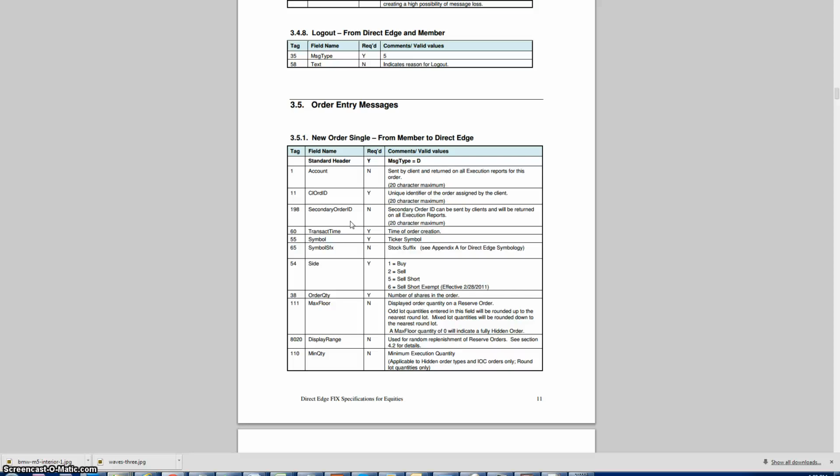Max floor. So this is displayed on an order quantity on a reserve order. So pretty much what this is going to do is indicate how many shares are actually going to be shown. So for example, you see here it says a max floor quantity of 0 will indicate a fully hidden order. Aha! You are in trouble now.